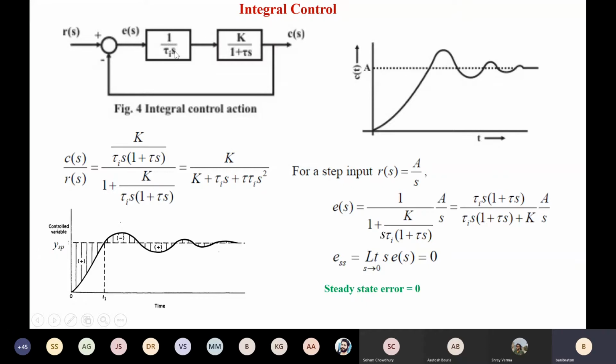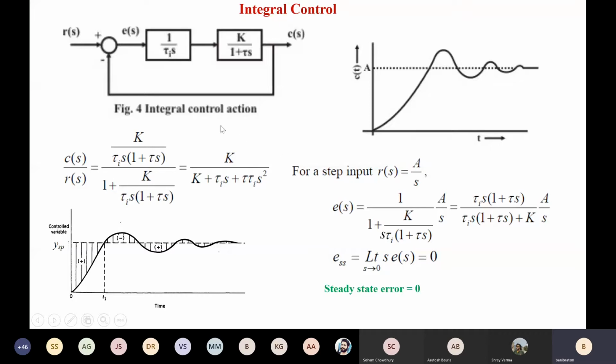So 1 by tau I s. Okay, so you know this integration. Basically here the block should integrate the error, right? So integration of e(t) dt means E(s) by s, is not it? So from that concept, 1 by s will be the integral controller transfer function, and here just tau I is multiplied, so tau I is the controller parameter.